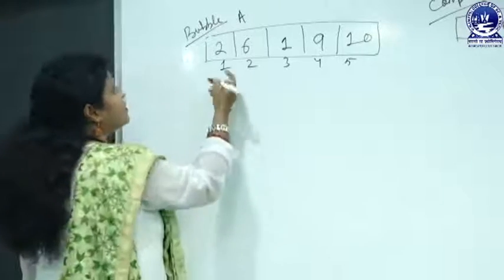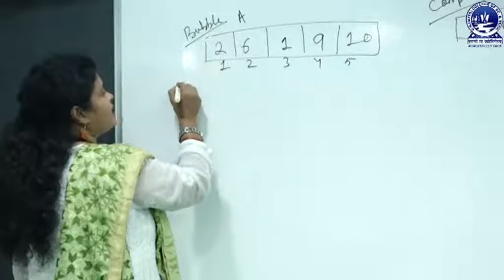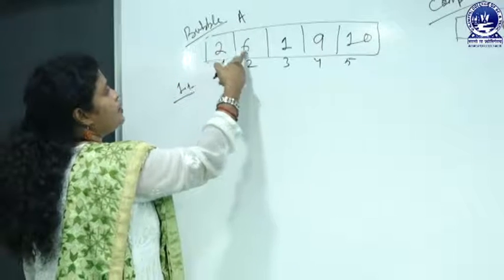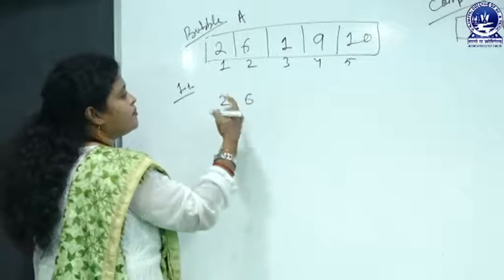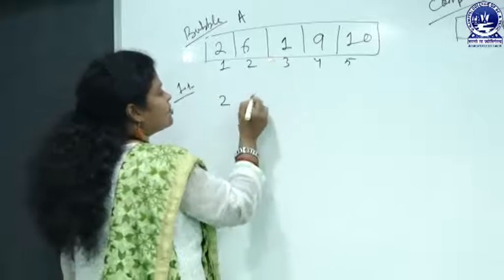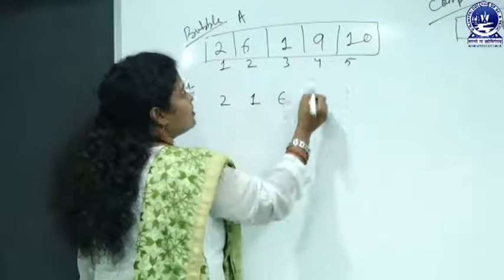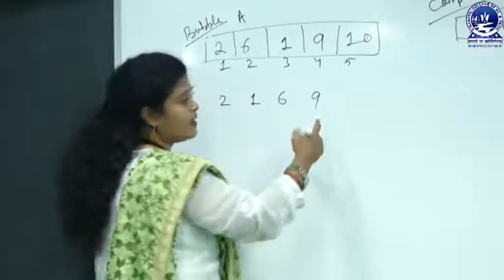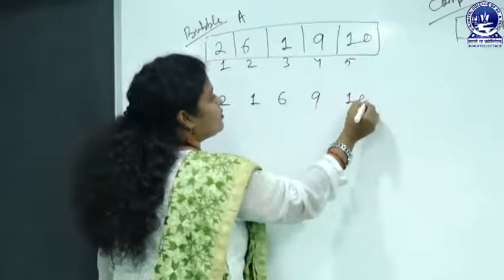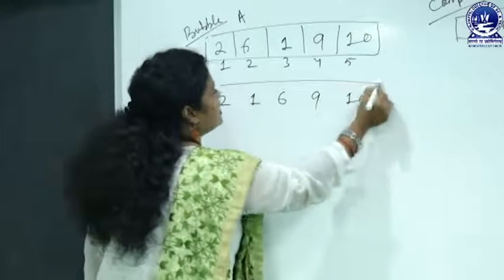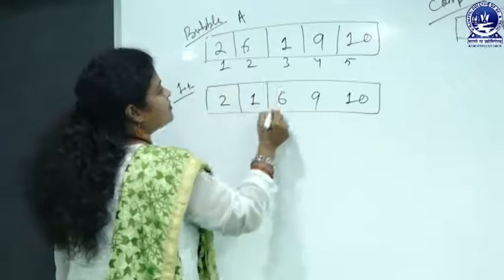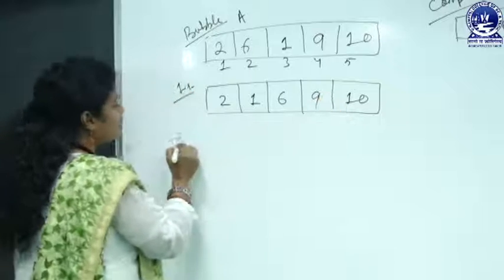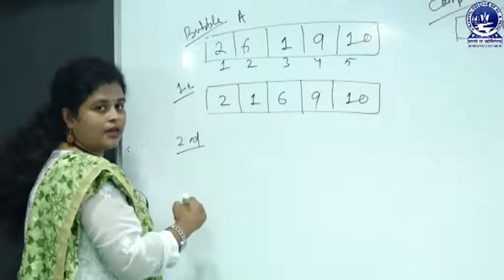Okay. So, at the first iteration what is happening? 2, 6, proper position, 6 with 1, swapping, 6 with 9, no requirement of swapping, 9 with 10, no requirement of swapping. So, the list will look like this.